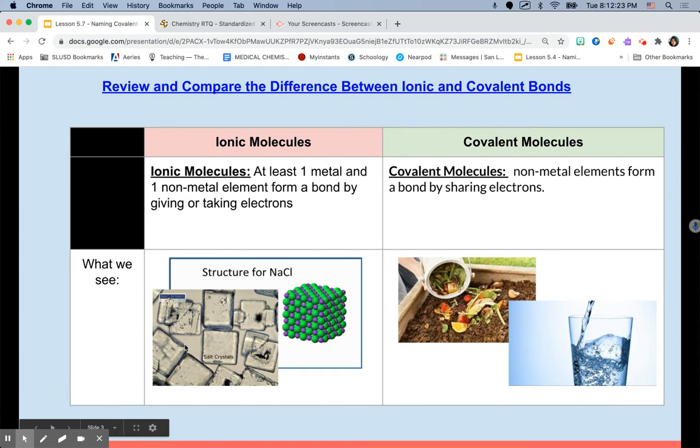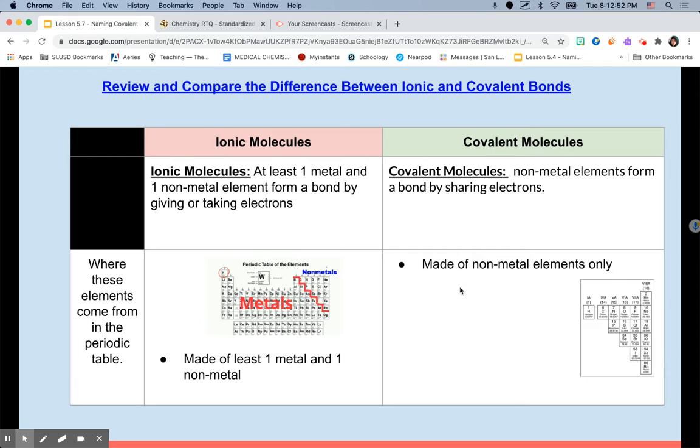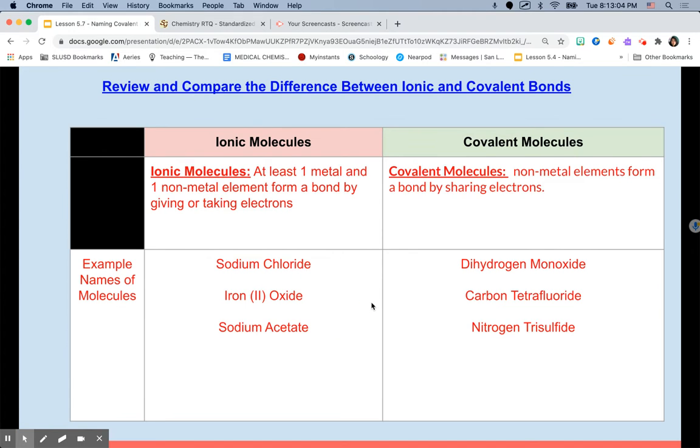So, just to review what we've discussed so far, we know that when elements combine to form molecules, there are two types. There are ionic molecules made of a metal and a non-metal element, and their structure tends to look the same. And there are covalent molecules, which are only made up of non-metal elements sharing electrons, and they tend to be the ones that look like this, right? So any organic matter. We also know that ionic molecules are made up of at least one metal and one nonmetal, while covalent molecules are only made up of nonmetal elements.